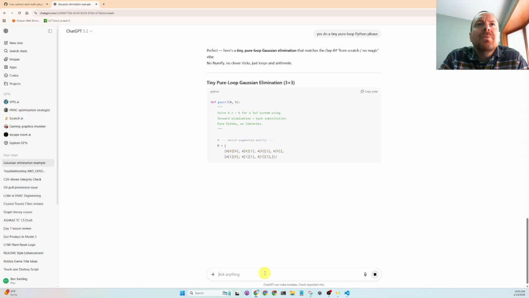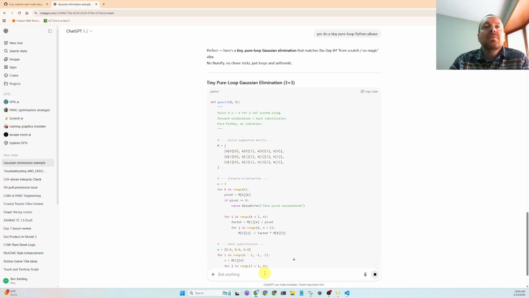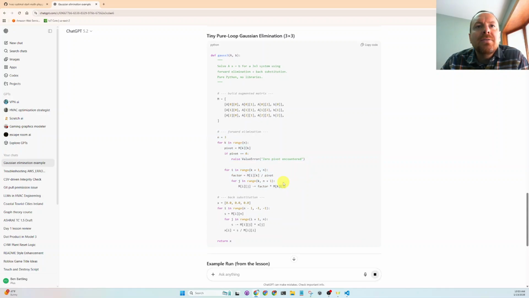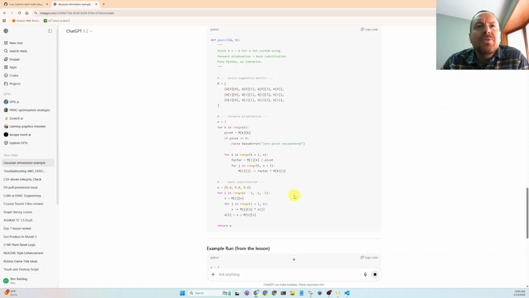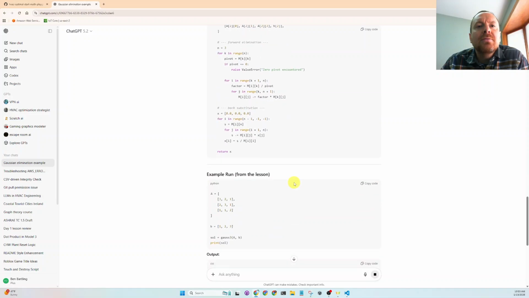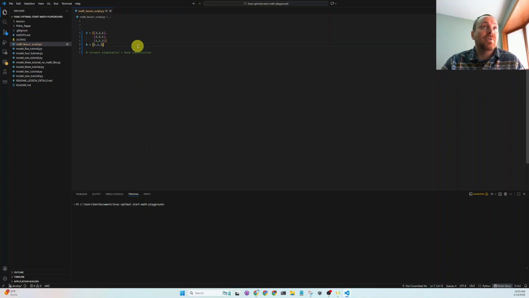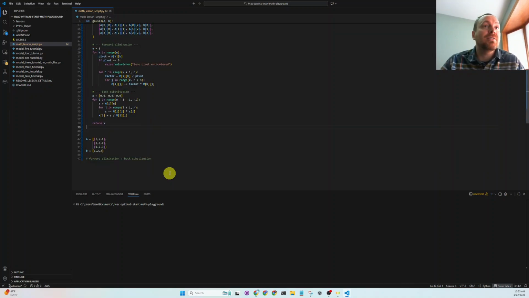All right, so it's coming up with a little function here. Here's our matrix. Wow, it's going through quite a bit of computer science magic here. Back substitution. This is really interesting. Like I was saying before, we could have a whole college semester on this alone.